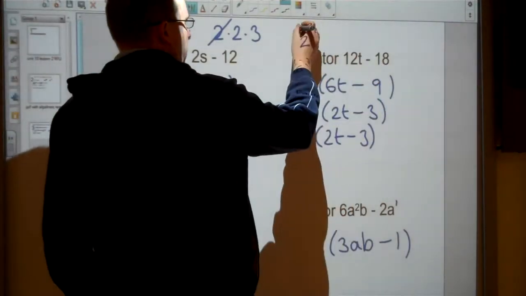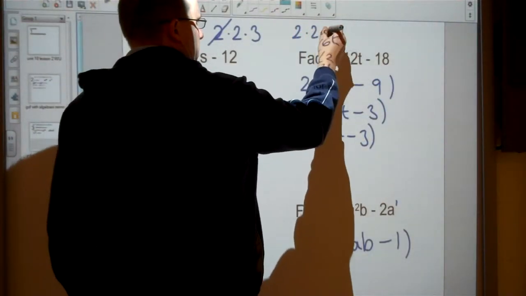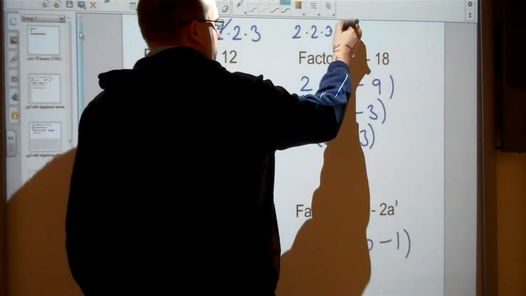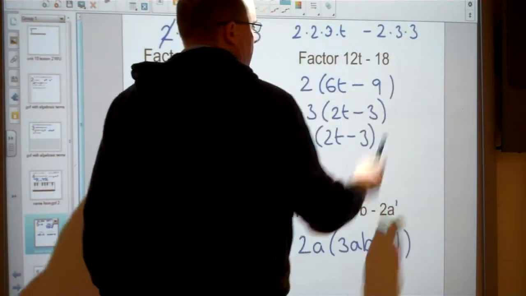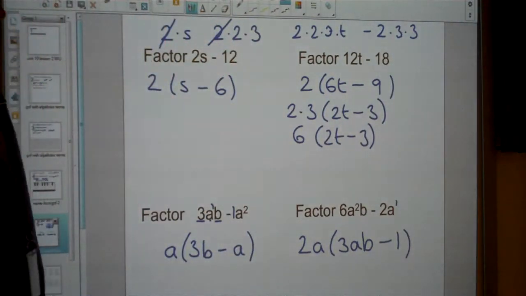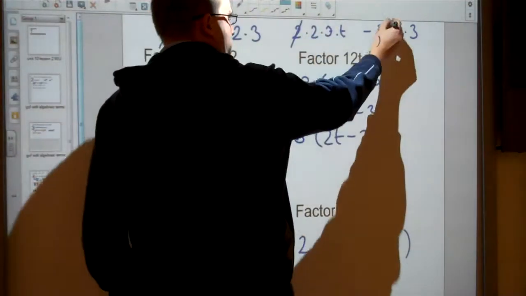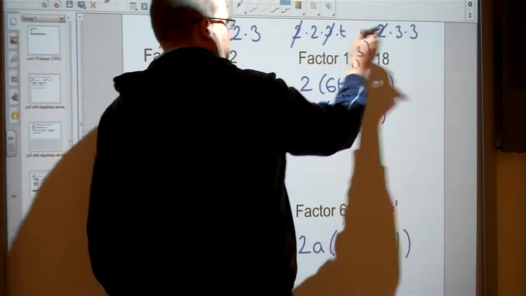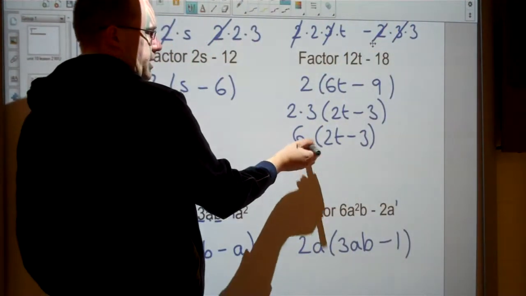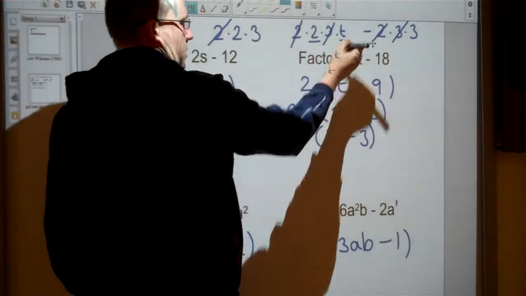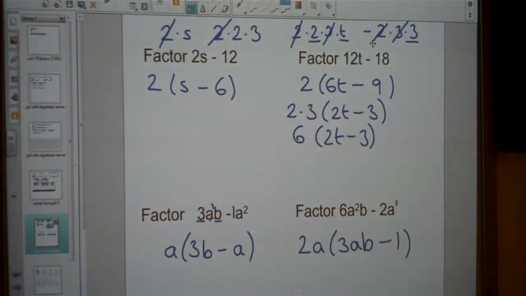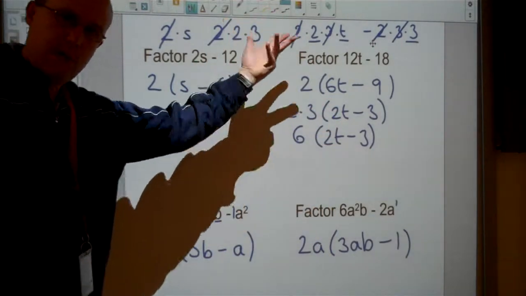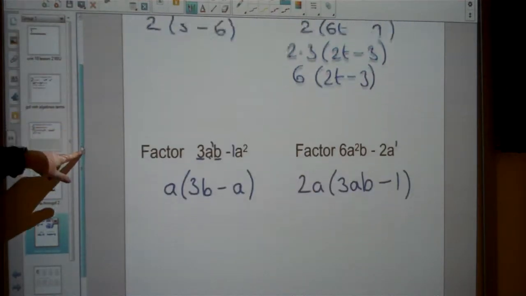So if I did this for 12, I could go 2 times 2 times 3 times t, and for 18 I know that's 2 times 3 times 3. I notice that there's a 2 the same, and I notice that there is a 3 the same. So that would be my 6. What do I have left over? 2t and 3. So it's a very visual way of doing this question, and for that reason, if you are struggling on the first method I showed you, that will definitely get you to the right answer.